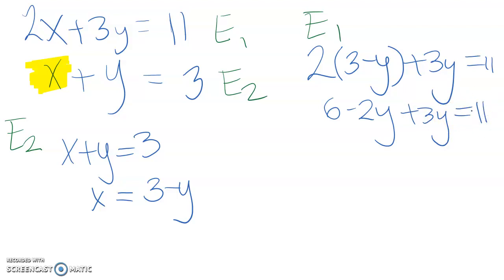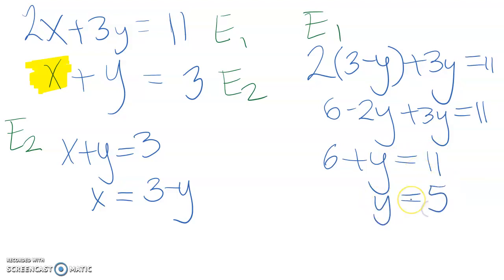Then I would need to combine like terms. I have 2y to the first power, so I get 6 plus y equals 11. And lastly, I'm going to subtract 6 from each side. So I get y equals 5. Great, we have one of our unknown variables solved for. However, we need both.